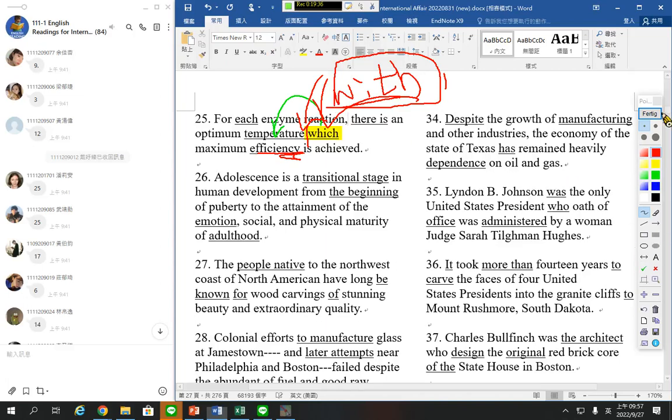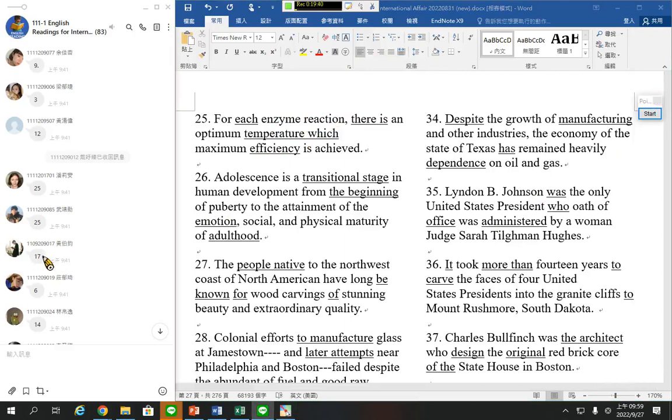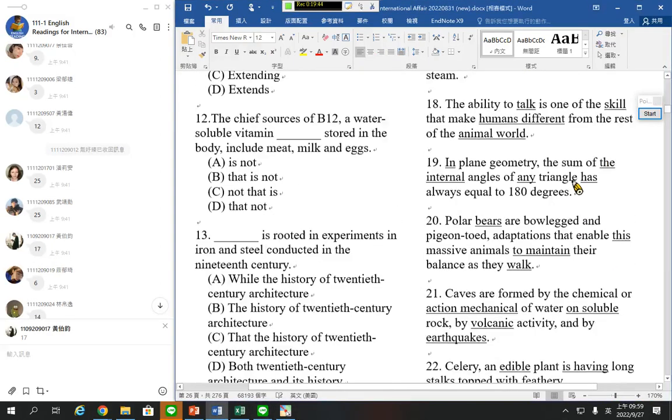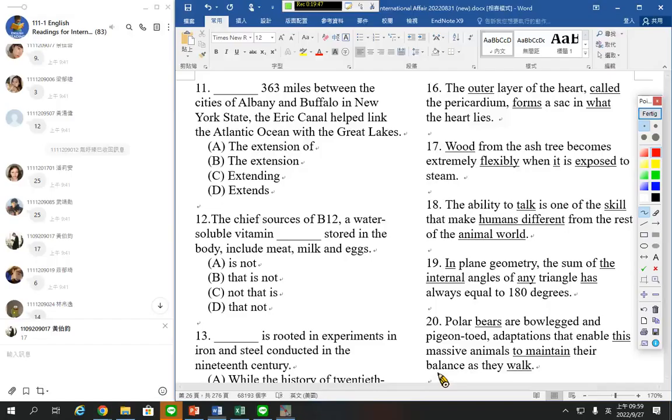Okay, so we still have 1 minute to go, and I think let's go to number 17. Okay. So wood from the ash tree becomes extremely flexible, not flexibly, because becomes is a linking verb, which means that flexible is equal to tree, or equal to wood, when it is exposed to steam. So let's try to identify the structure here. This is the subject, right? And becomes is the linking verb. And flexible, not flexibly, flexible.